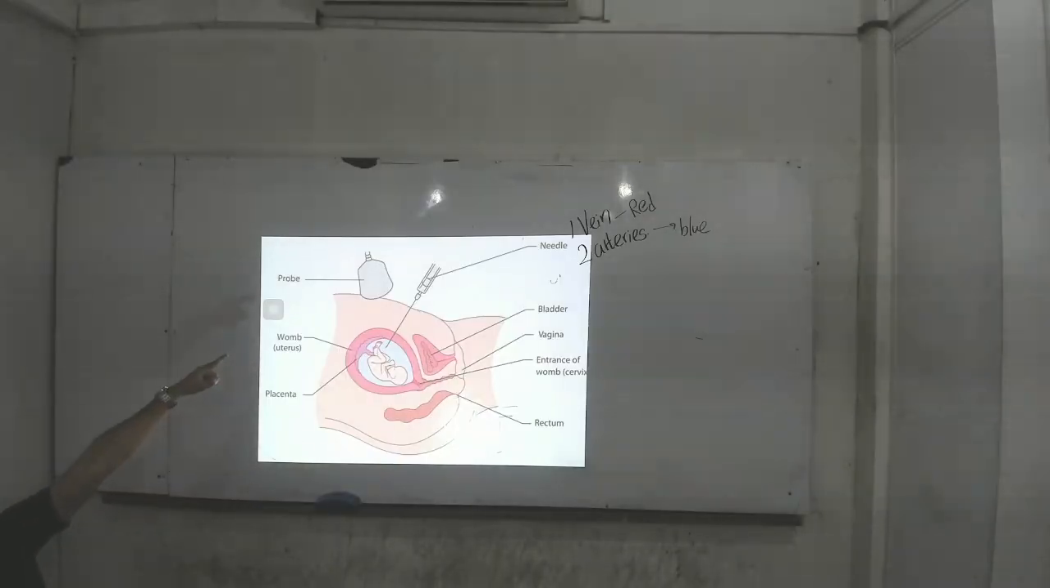With the probe of the ultrasound scan, we can put a needle into the amniotic cavity and get some fluid, amniotic fluid. Then we can analyze that amniotic fluid to see if there are any problems, because amniotic fluid has some fetal cells, right? So that is a less risky way.